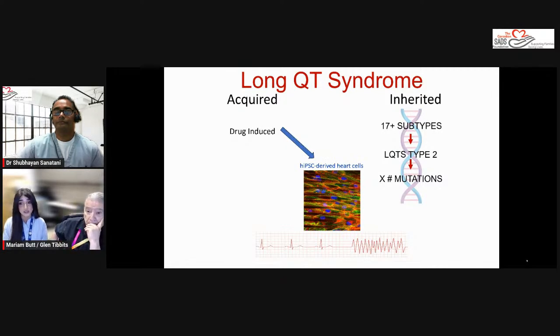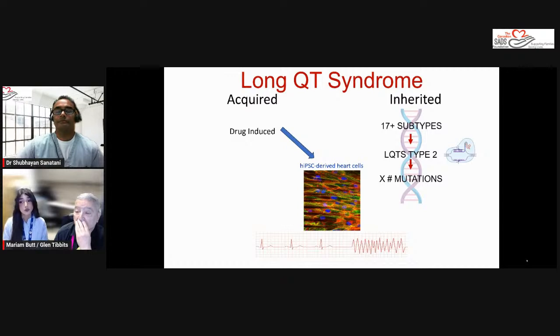So the genetic components of long QT syndrome are many. There are 17 different subtypes. I'm focusing on long QT type 2. And within that subtype, we have X number of mutations. There can be hundreds of mutations that are different from individual to individual that will all cause long QT syndrome. Now, with those variations also come differences in how we can treat them.